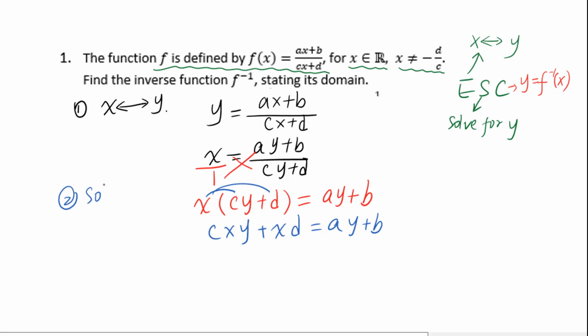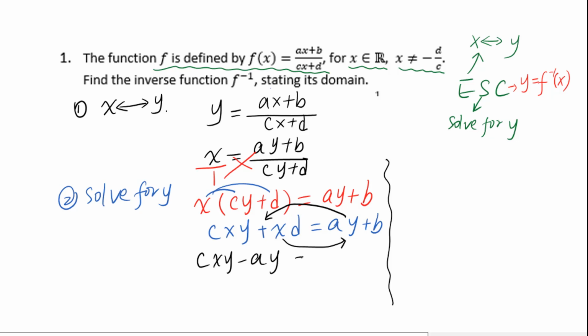The second step, we solve for y, which means y is the only variable. Since this is a linear equation, the key word is isolation. We need to isolate the y on one side. Cross the river, change sign. I will move all y terms to the left side. So you have cxy minus ay equals negative xd plus b.